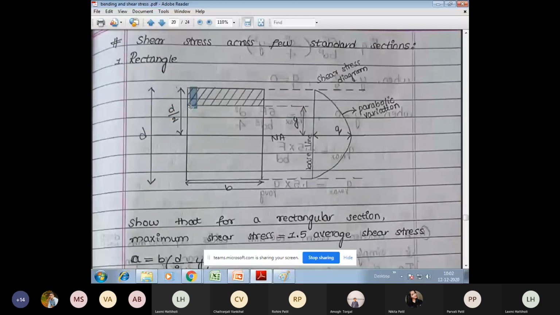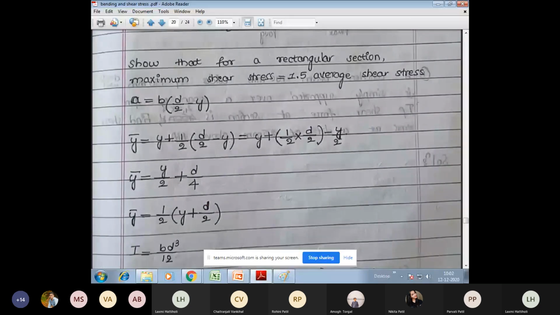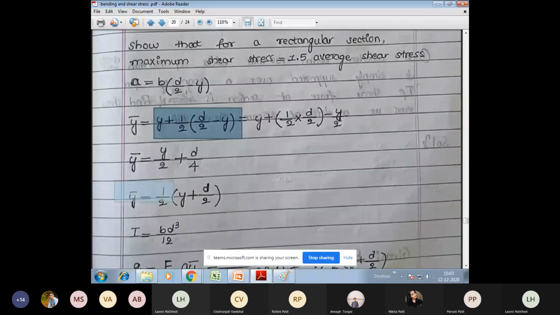Okay, then if you divide it by 2, you're going to get the distance from the Y bar to the neutral axis. So that's what I have written here: Y plus 1 by 2 into D by 2 minus Y. So just simplify this. It is Y plus 1 by 2 into D by 2 minus Y by 2. Or else I can simply write it as Y bar is equal to, take the LCM properly, 1 by 2 into Y plus D by 2. Okay, I can write this.